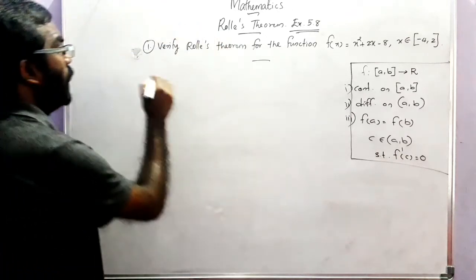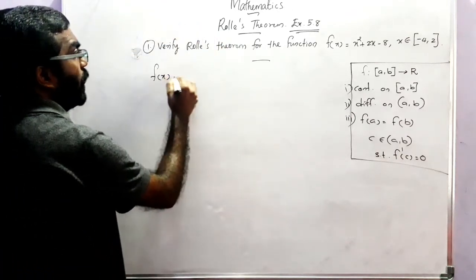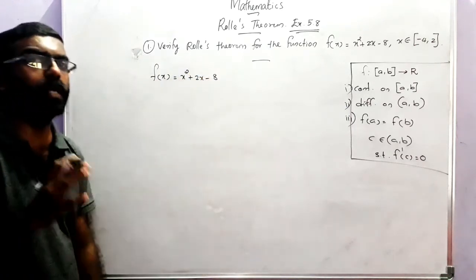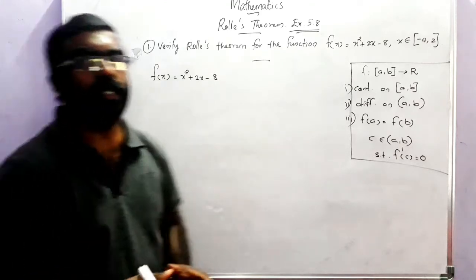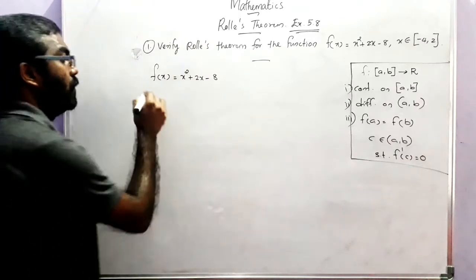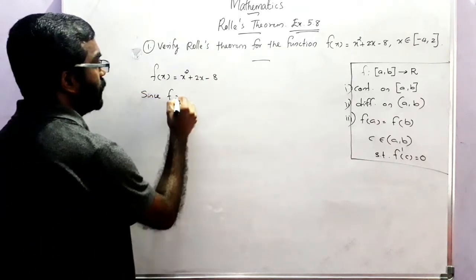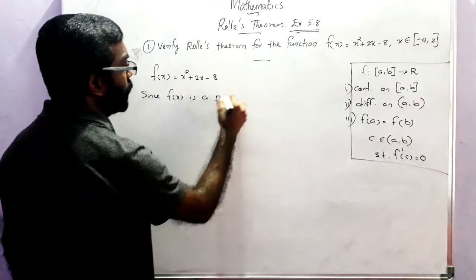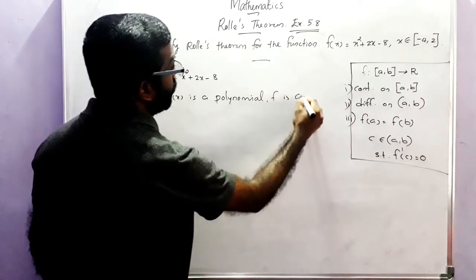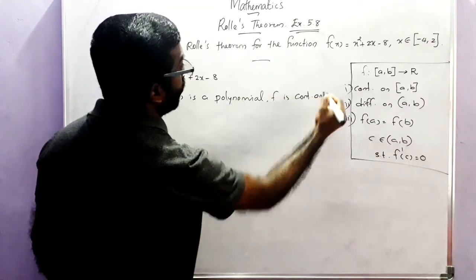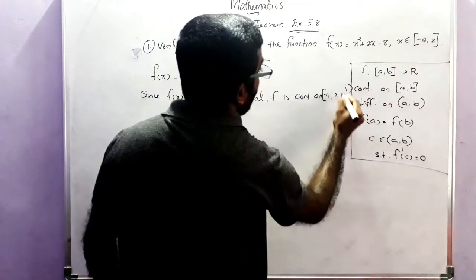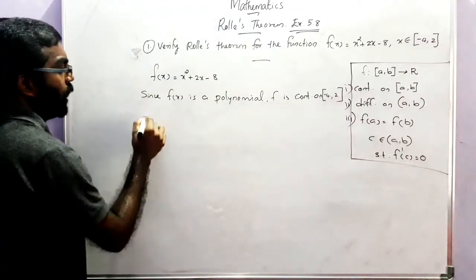Now here it is given that f of x is equal to x square plus 2x minus 8. First of all, it is a polynomial function. Polynomial functions are continuous everywhere. So we can write, since f of x is a polynomial, it is continuous on closed interval, here the interval is minus 4 comma 2. Now we can find the derivative.